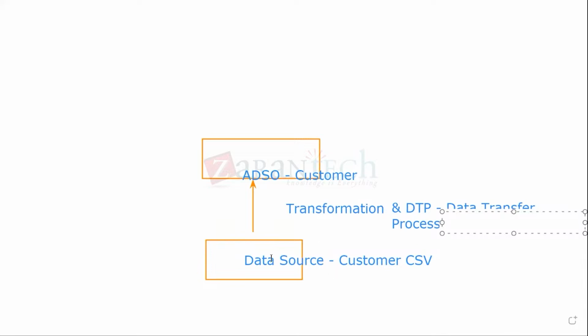So what I'm trying to say here is, in our flow, we have to create a data source, and then we have to create an ADSO. We have to create a transformation and DTP, and then trigger the DTP to load the data and then see the content there. If we can achieve this today, that would be really awesome. That is the objective.